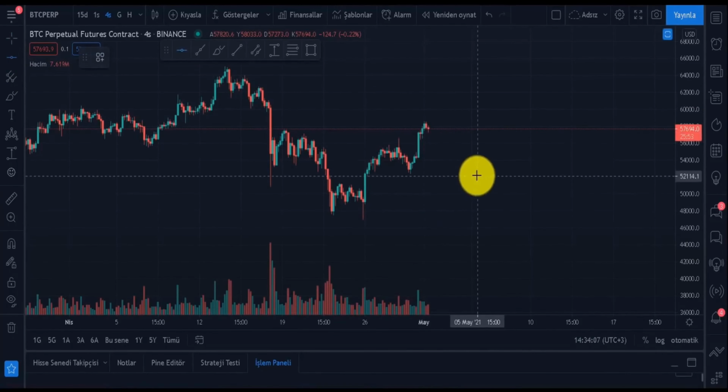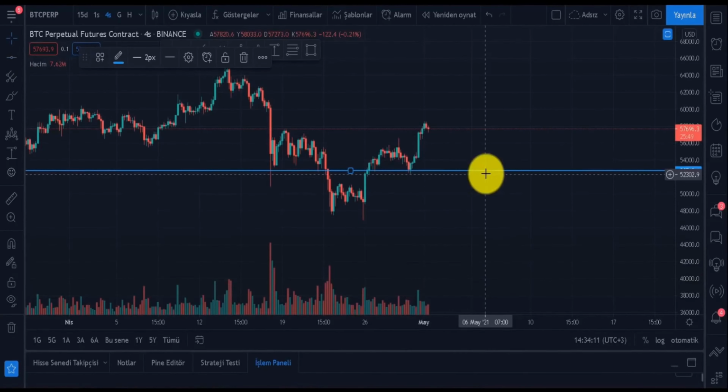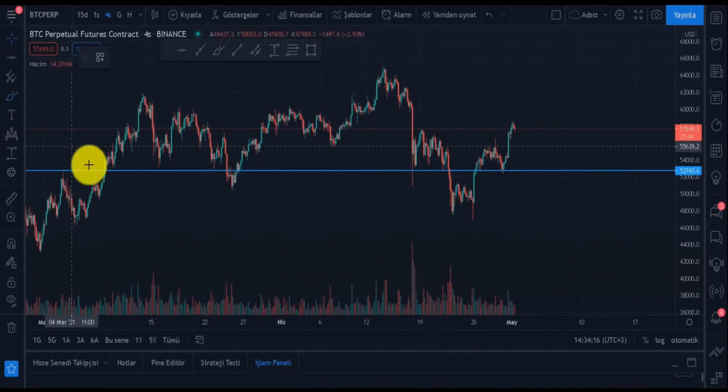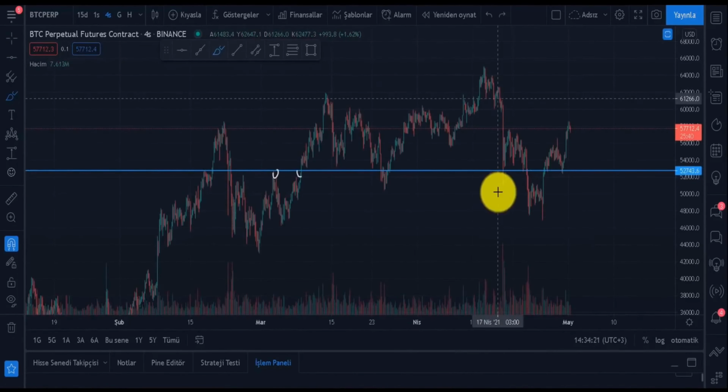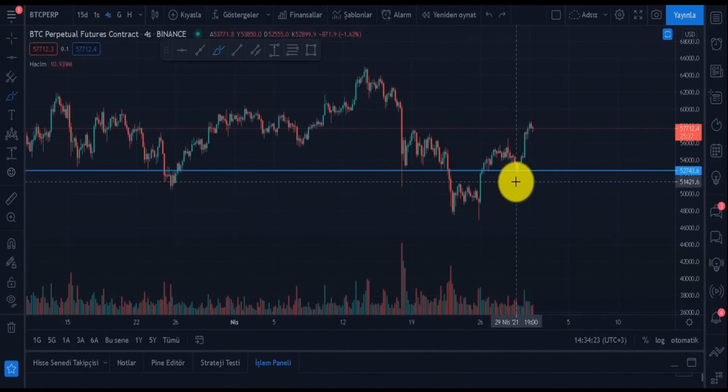As you can see here, for example, this is 52,750. 52,750 is a support area for us. Look at the previous peaks here. The previous peaks are here, here, and here. The previous peak is now acting as a resistance for us. We didn't set a stop manually, so we will place a limit order. We are sleeping at night.